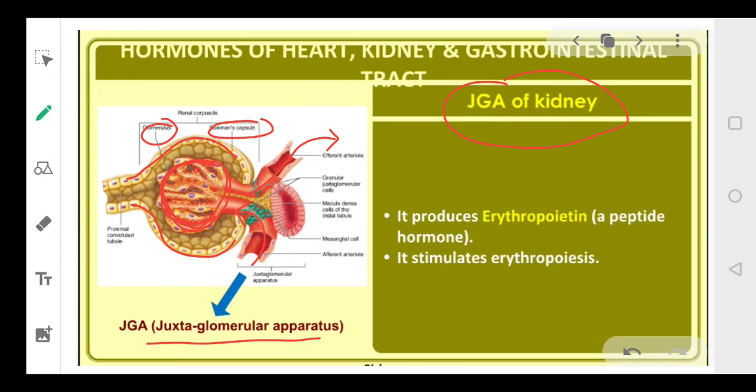Now this juxtaglomerular apparatus produces a hormone named erythropoietin. What do we call this hormone, dear students? Erythropoietin hormone. And it is a peptide hormone. This hormone brings about erythropoiesis. Erythropoiesis means formation of RBC. So what is erythropoiesis? RBC formation. This erythropoietin hormone brings about the synthesis of RBC. RBC means your red blood cells. So it helps in the production of RBC.